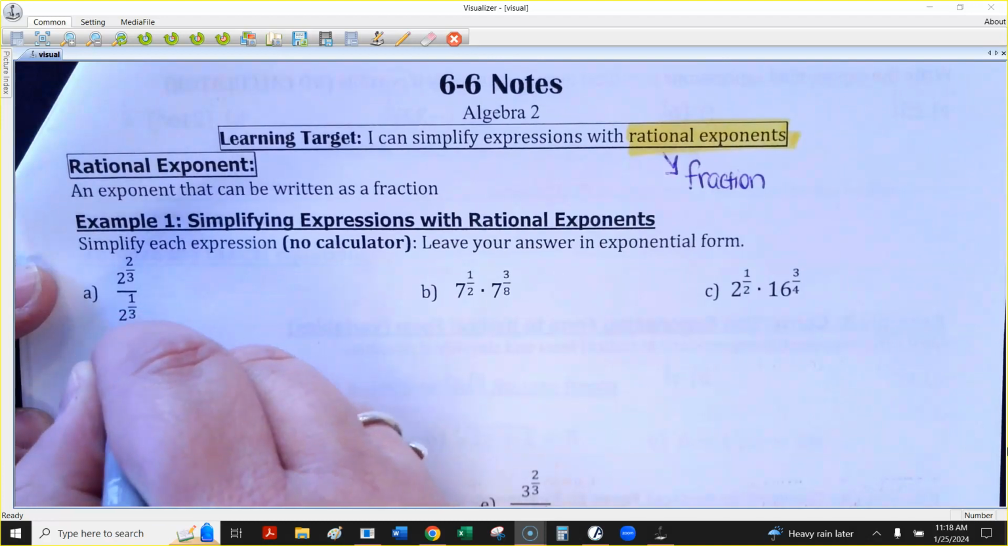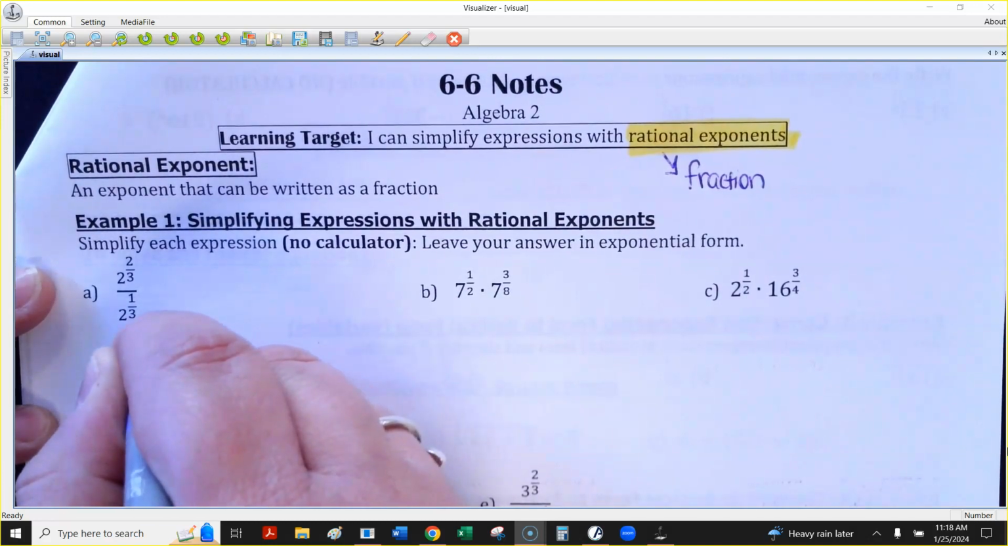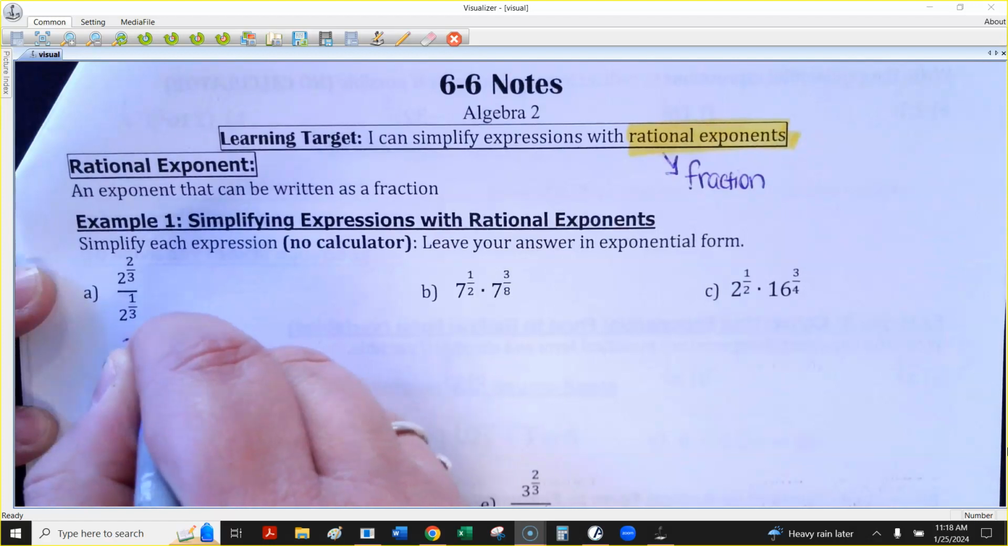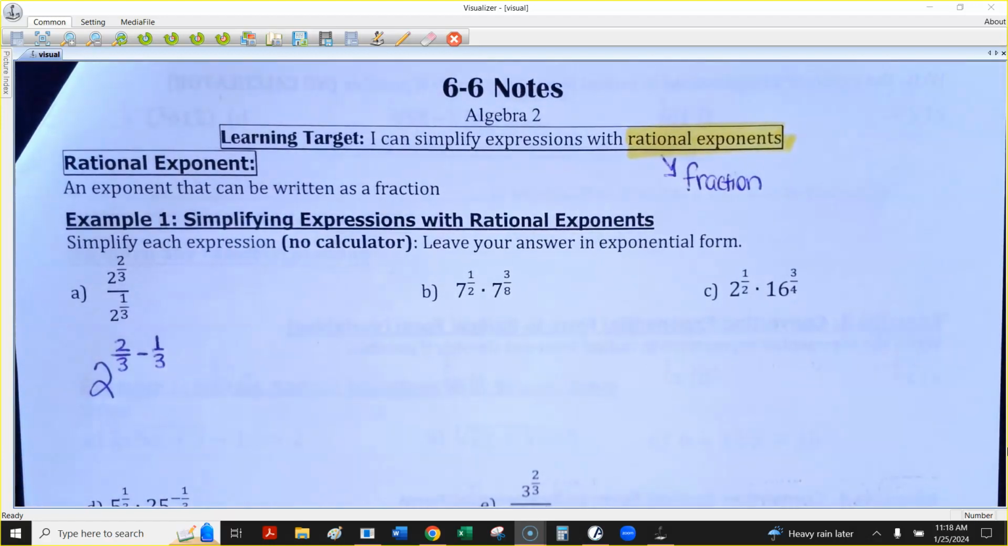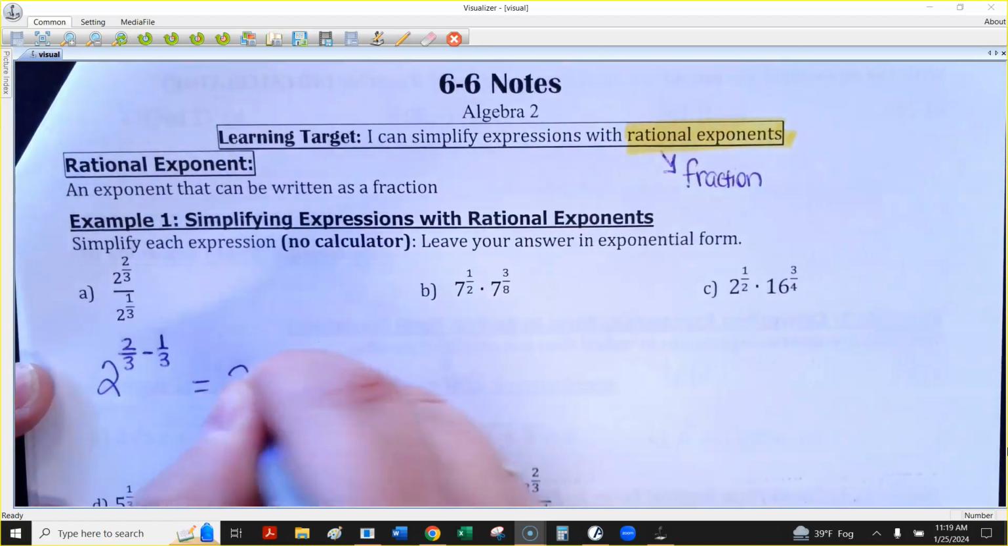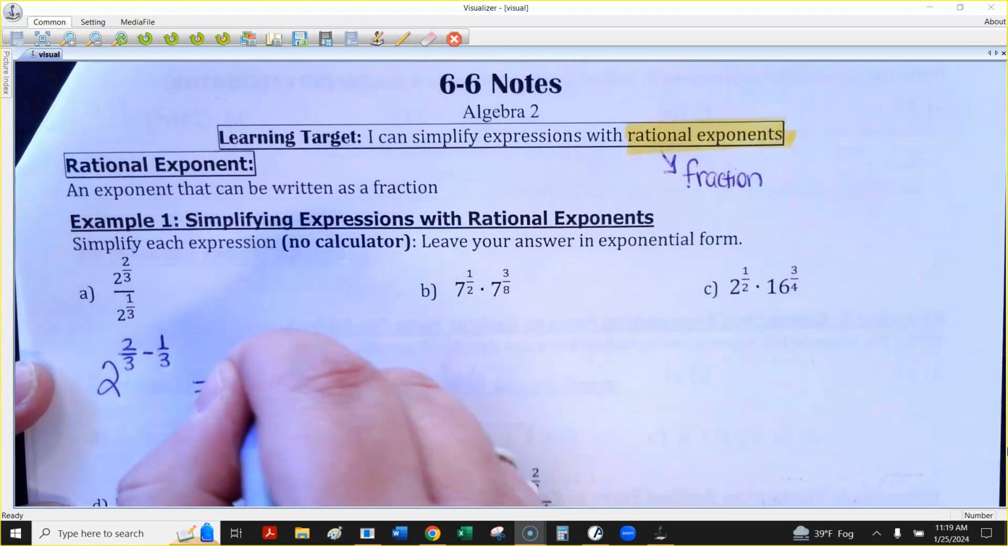So I would take the exponent on the top, which is 2/3, minus the exponent on the bottom, which is 1/3. This particular question is super nice for us because they have a common denominator. You do need a common denominator when you add or subtract fractions. So that might be a little bit of a challenge on a couple of these questions that we're going to do today to review adding and subtracting fractions, but otherwise it's not too bad. So this literally would just be 2/3 minus 1/3, which is 1/3.